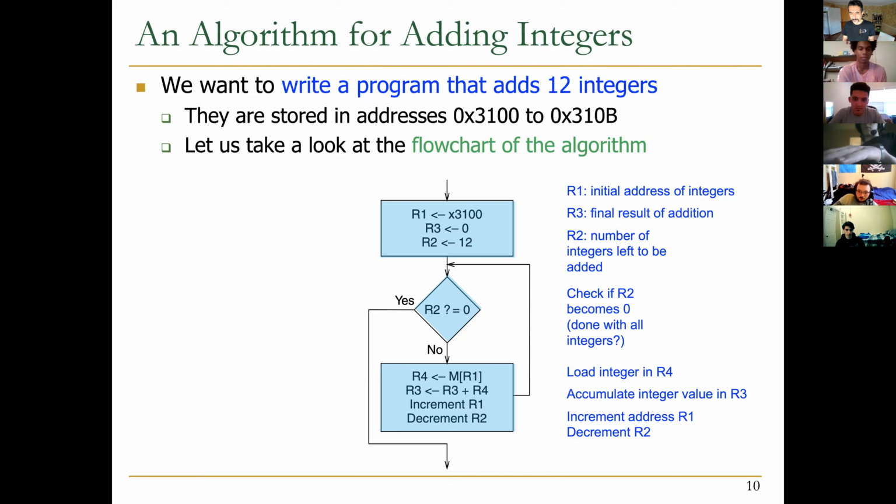So the 3100 to 310B, that's representing 12, right? Because that would be the hex for 11, but 12. But are we considering the size of the integer as 4 bytes, or would the integer just be 1 byte in this case, or one? Are we worrying about that? That's a good question.